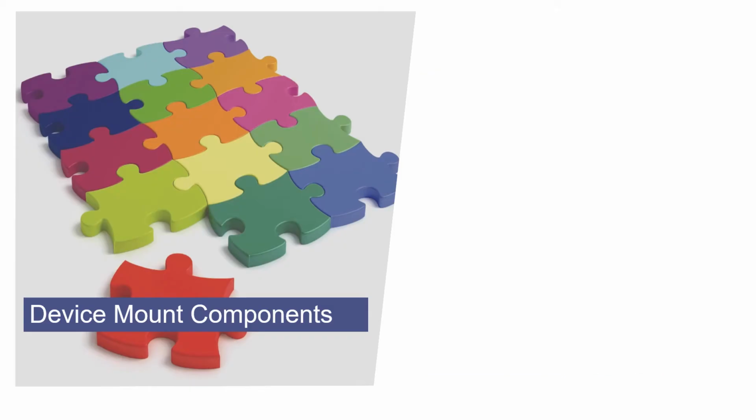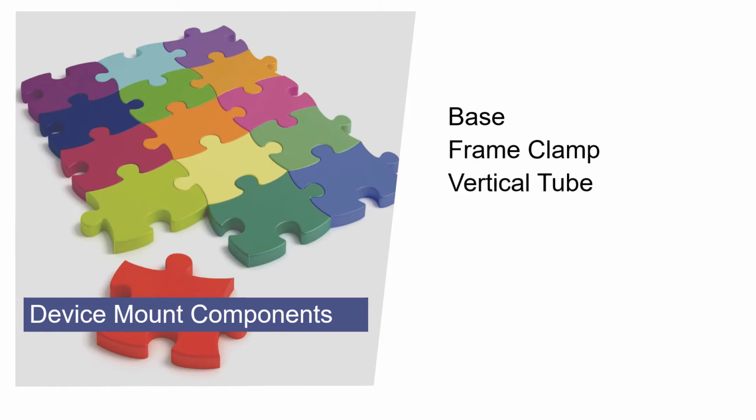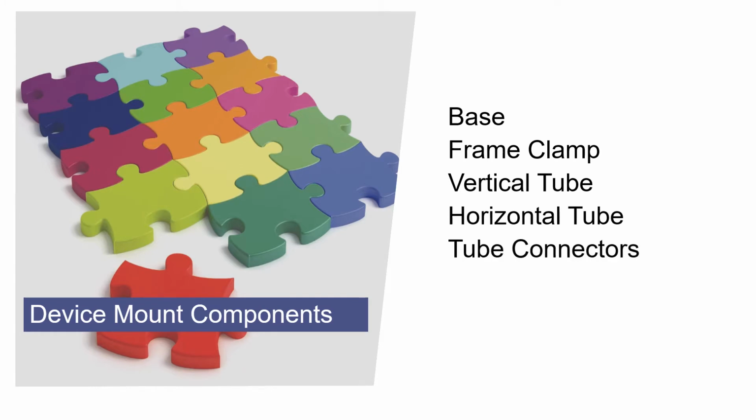Now that we better understand the three types of device mounts, let's dive into what makes a device mount by discussing the individual components of a device mount. We will be discussing the base, the frame clamp, the vertical tube, the horizontal tube, the tube connectors, and the quick release adapter.